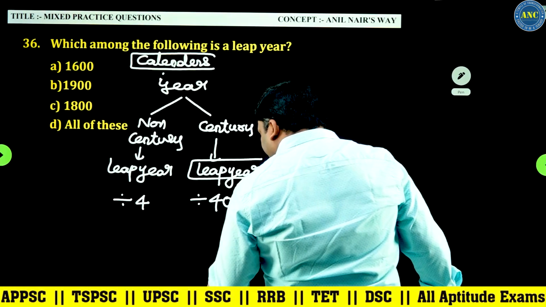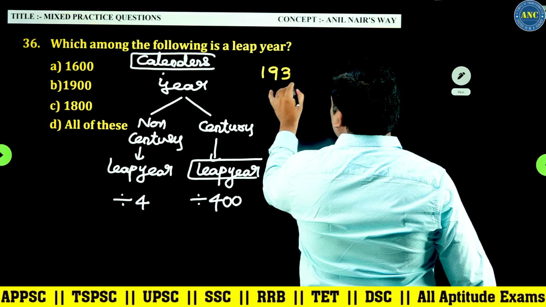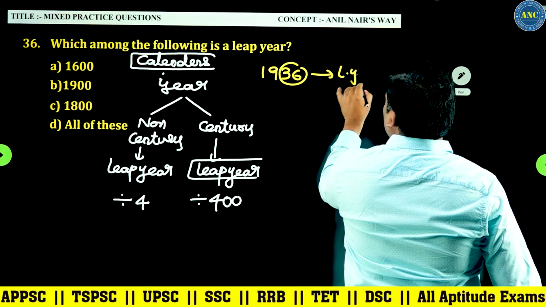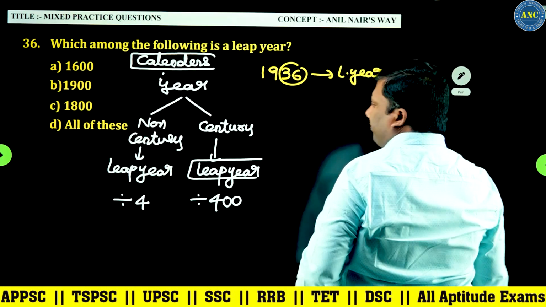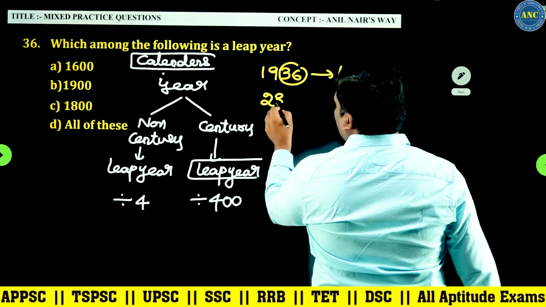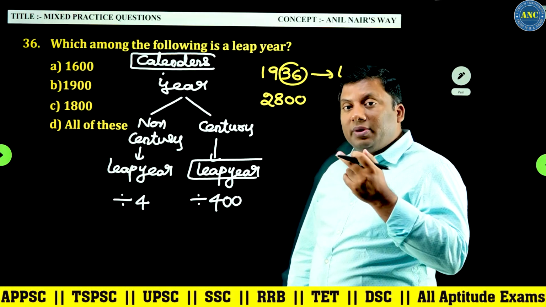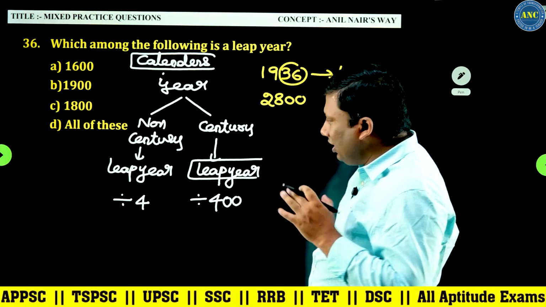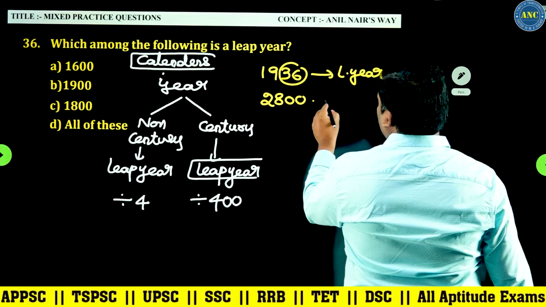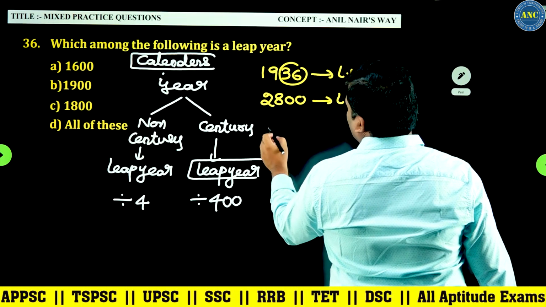For example, if I take 1936, it is a non-century. 36 is divisible by 4. So it is a leap year. 2800, it is a century. It should be divisible by 400. 2800, it is divisible by 400. So it's a leap year.